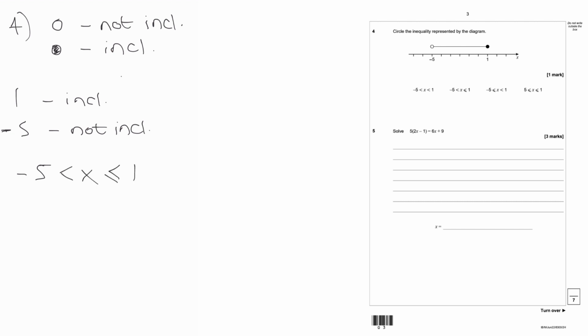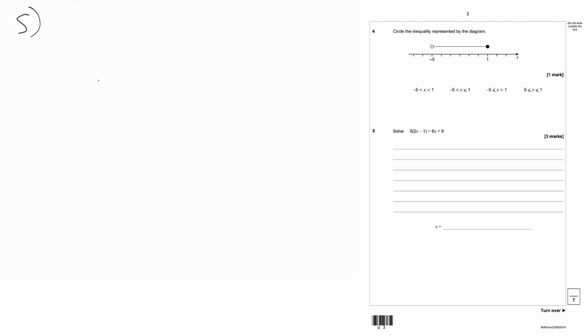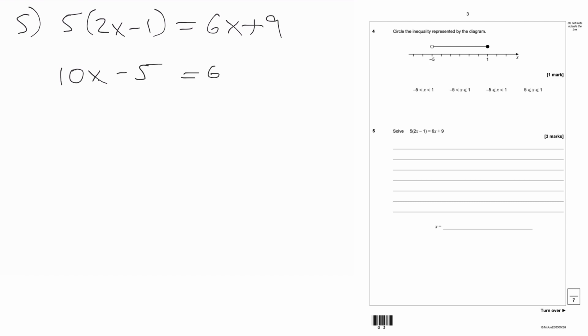So moving on to question 5, and we want to solve 5 times (2x minus 1) equals 6x plus 9. So the first thing we're going to do here is we want to expand out this bracket. So when we do this, we have 5 times 2x, which gives us 10x, and we have 5 times -1, which gives us -5, equals 6x plus 9.